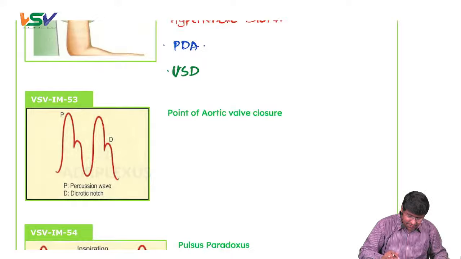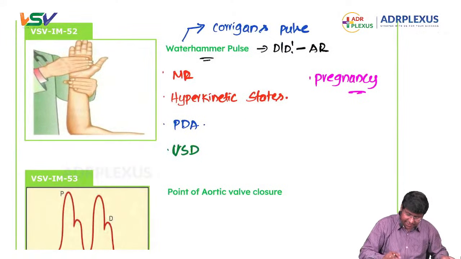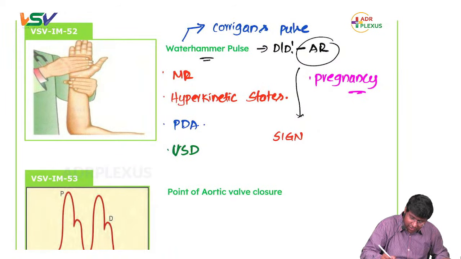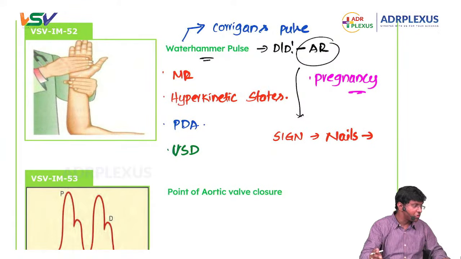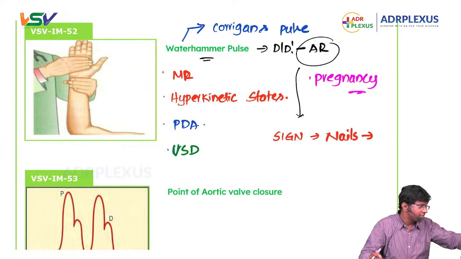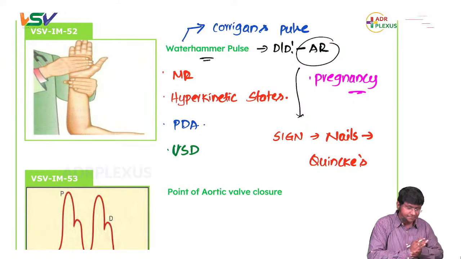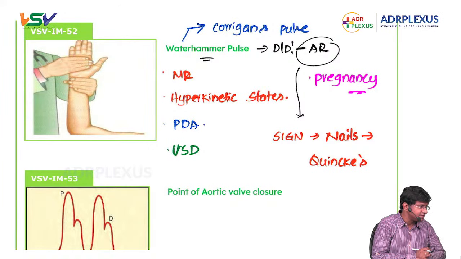Next, in the case of aortic regurgitation, what is that important sign that you will observe in the nails? In chronic AR, what is that important sign in the nails? Yes, that is called Quincke's sign, where you have alternating pulsations within the nails.